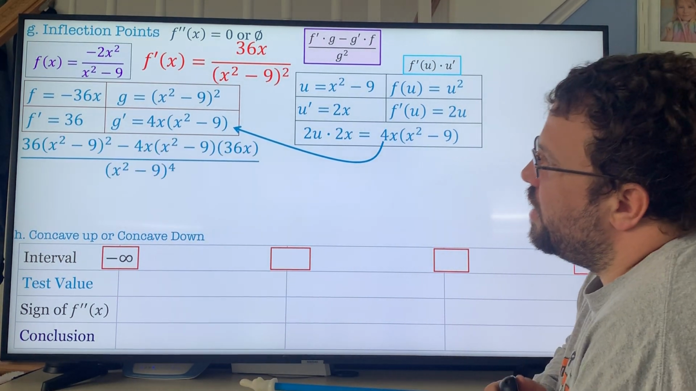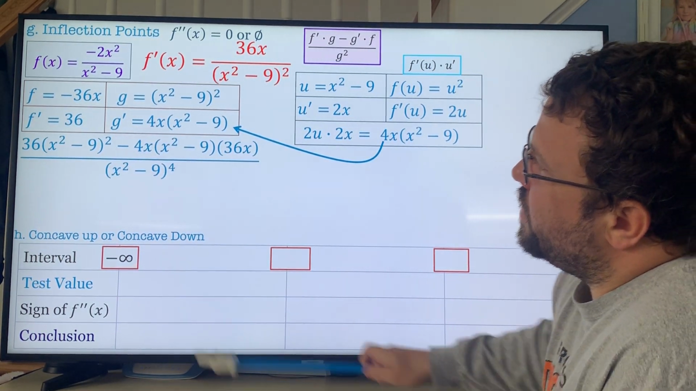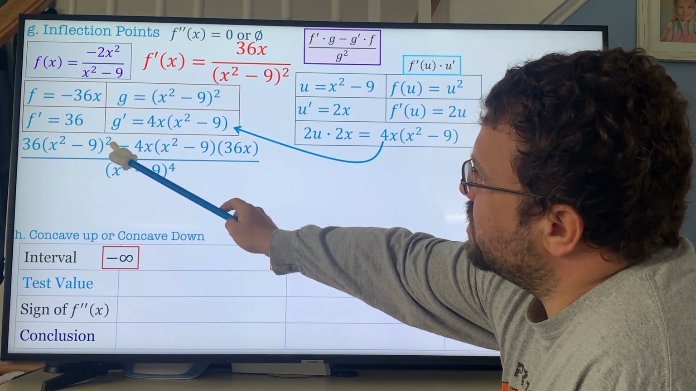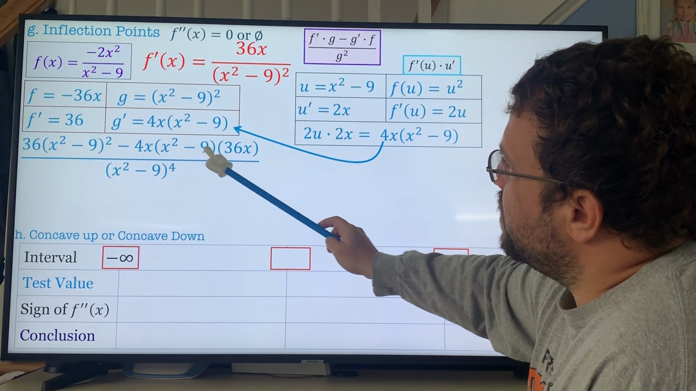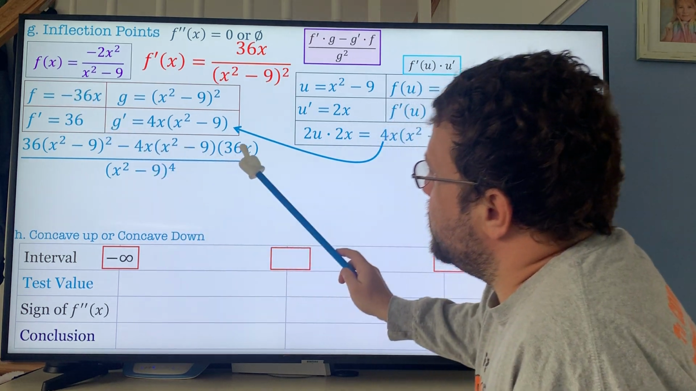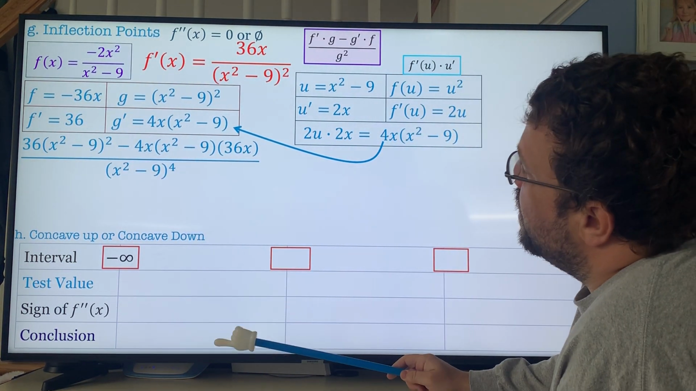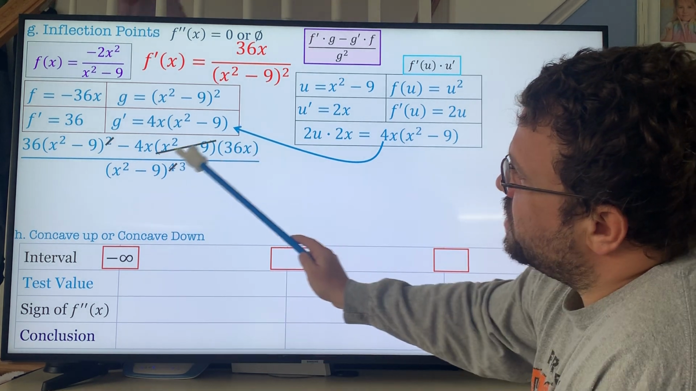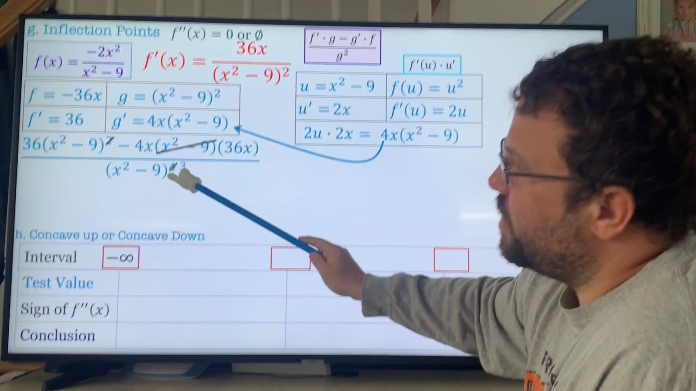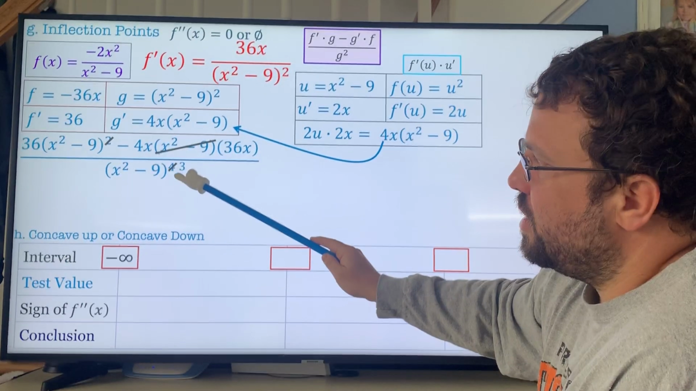All right, now, when I do this, I have 36 times x squared minus 9 squared minus 4x, x squared minus 1 times, like I said before, this says 36. Now, you have to cancel out these things right here. When you cancel them out, this whole thing goes away. One of these 2 goes away. One of these 3 goes away.